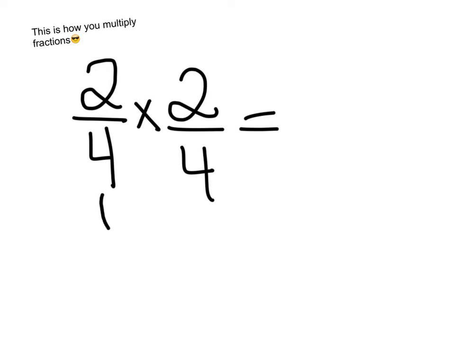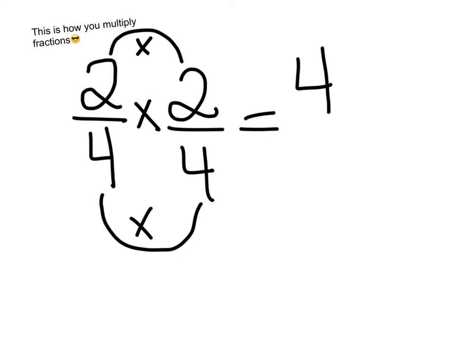We're going to multiply 4 times 4, and then we're going to multiply 2 times 2. The denominators do change. You have to multiply them. So let's do 2 times 2 equals 4. And then 4 times 4 equals 16.